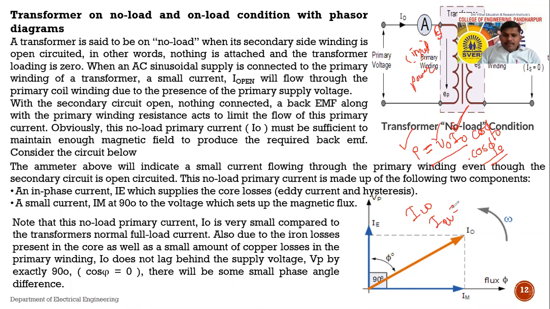Okay, see, according to this phasor, how can it be represented? What is Iw? Iw is equal to no load current I0 into cos of phi 0, and Imu is nothing but no load current I0 into sin of phi 0, right? See here, suppose this phasor, this angle is phi 0.